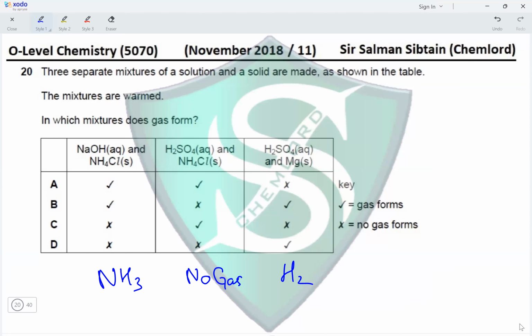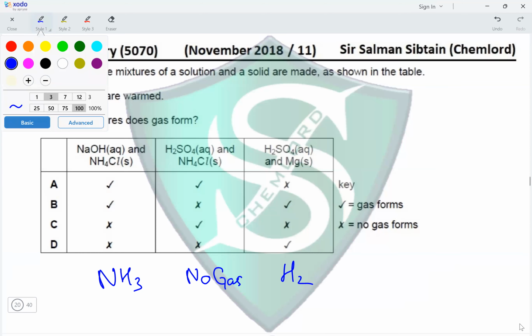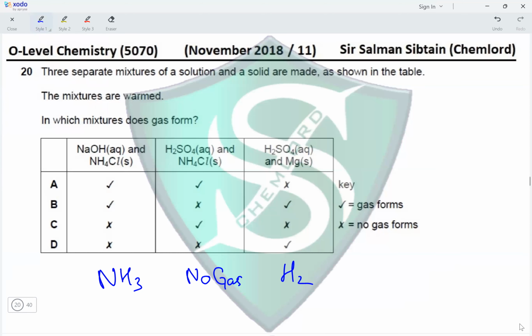So a tick represents gas formation and an X represents no gas is formed. So this results in options C and D being eliminated because of the first reaction. Out of the two remaining, A and B, the second one has no gas being produced, which is correct in option B and incorrect in option A. And hydrogen gas being produced is also correct in option B, making B the correct option for this question.